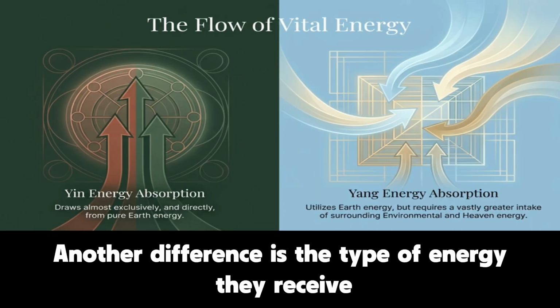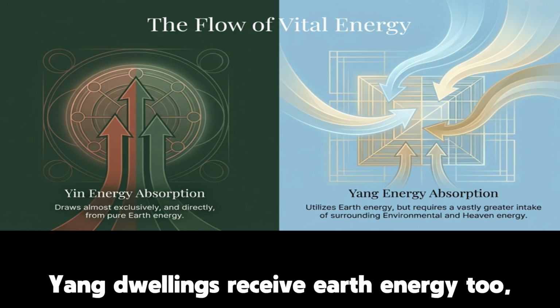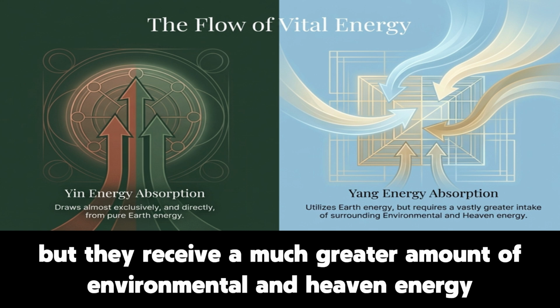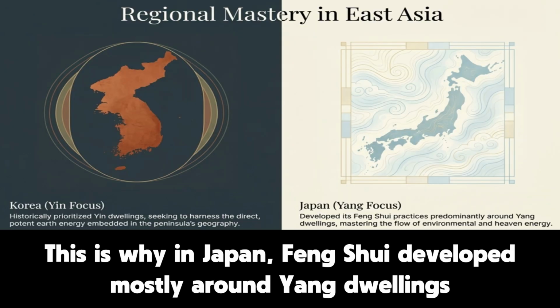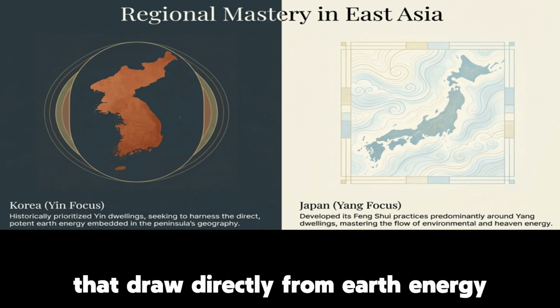Another difference is the type of energy they receive. Yin dwellings primarily receive earth energy. Yang dwellings receive earth energy too, but they receive a much greater amount of environmental and heaven energy. This is why in Japan, Feng Shui developed mostly around yang dwellings. In contrast, Korea has historically focused on yin dwellings that draw directly from earth energy.